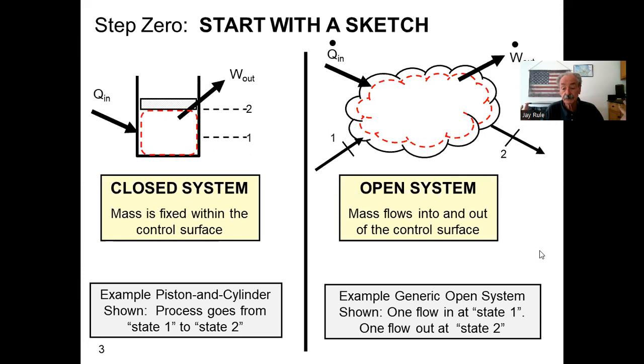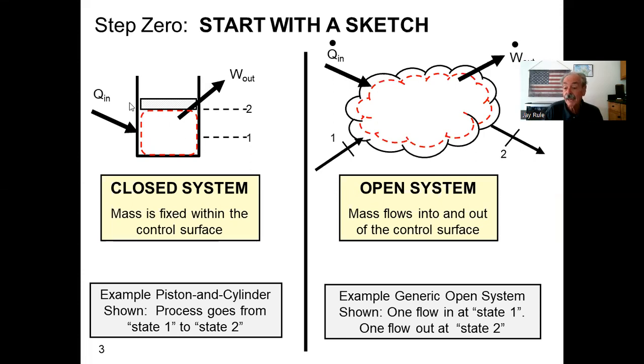All right, well, let's start with a sketch. Any problem you have, you always want to start with a sketch. So I've tried to depict a generic closed system and a generic open system. Let's look at the closed system first. How many homework problems have you had now where you had a piston and cylinder and you drew a control surface to depict where the mass is contained? This piston and cylinder tends to be a pretty good representation of a generic closed system.